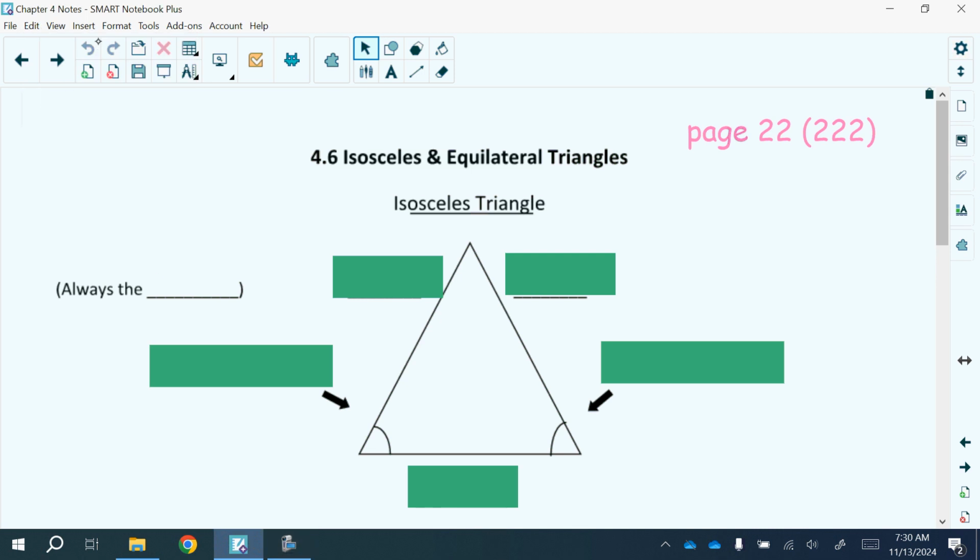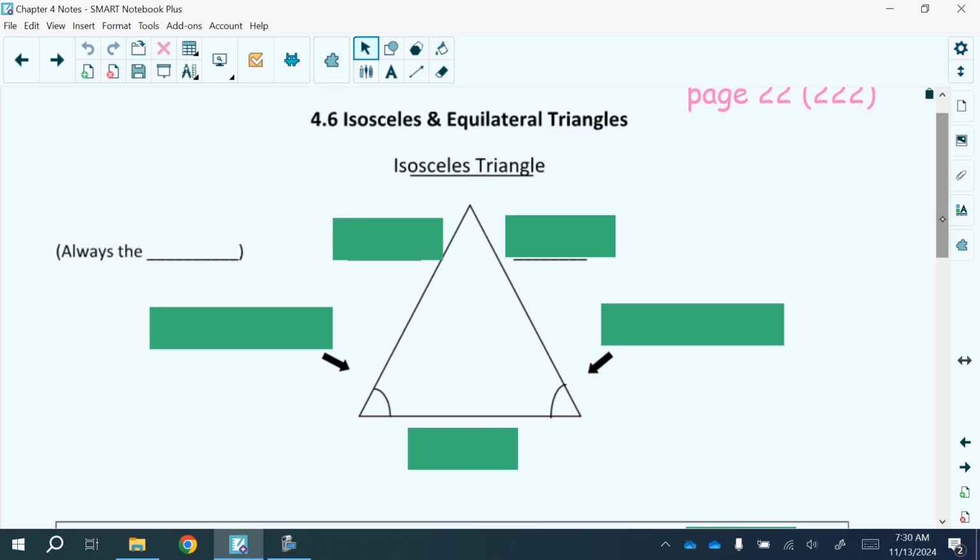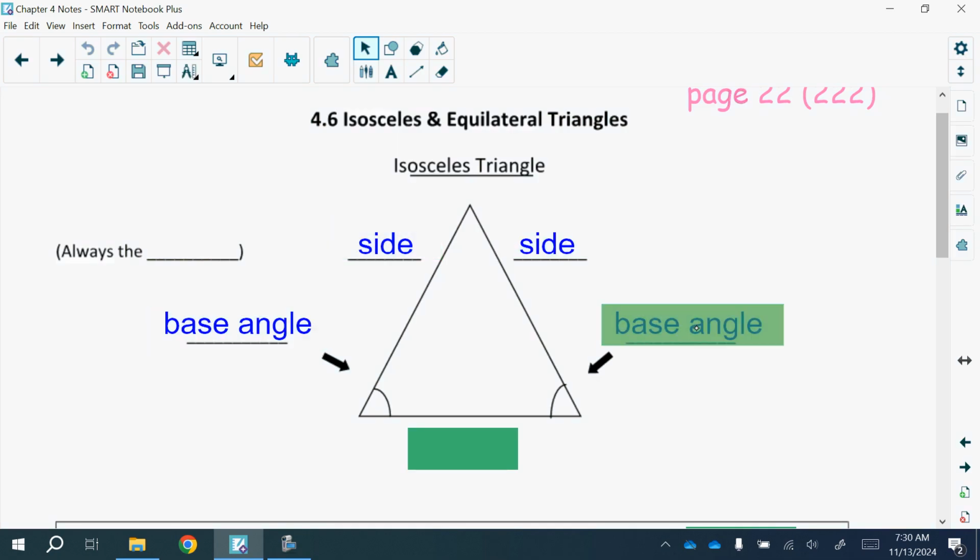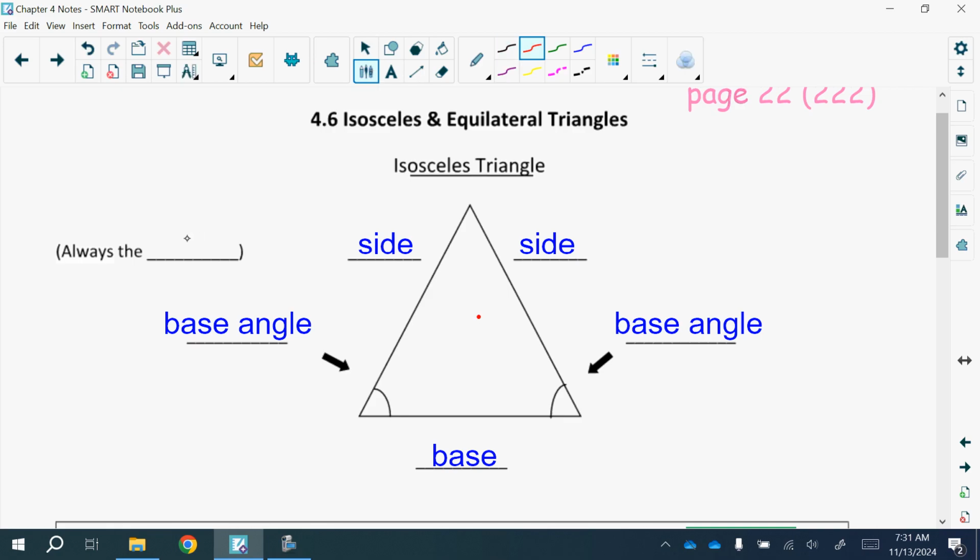So today we're going to be going over 4.6, isosceles and equilateral triangles, and some theorems based on properties of those types of triangles. So don't forget, for an isosceles triangle, you have these two congruent sides here, and directly across from those sides are the base angles, which are directly above the side that we call the base.